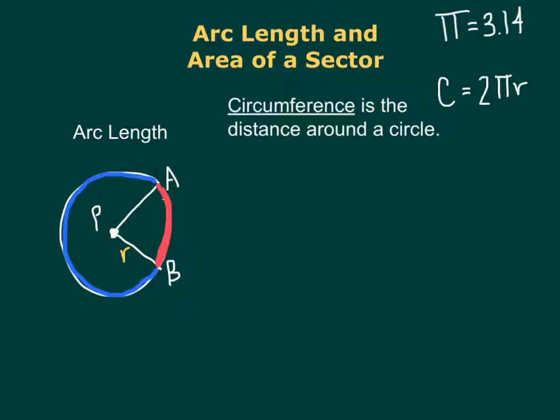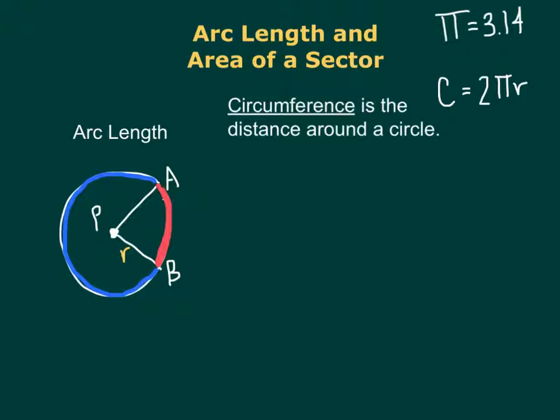Hey, so today I'm going to show you how to find an arc length and the area of a sector inside of a circle. So starting off, I'm going to talk about the definition of circumference. Circumference is the distance around a circle. So the circle here, distance all the way around it is called the circumference.